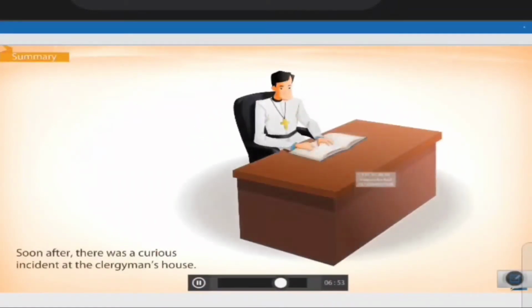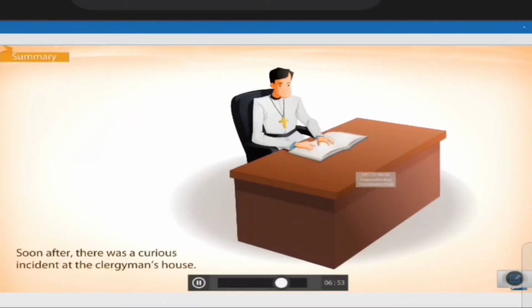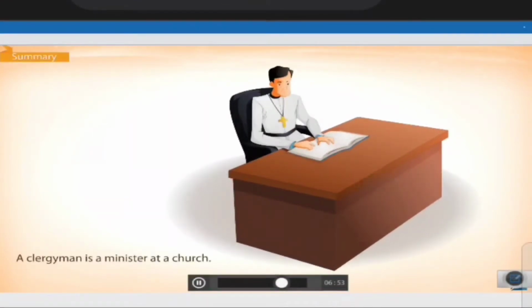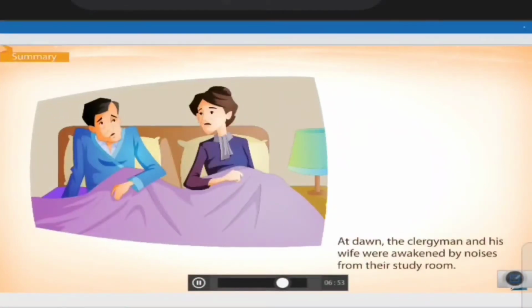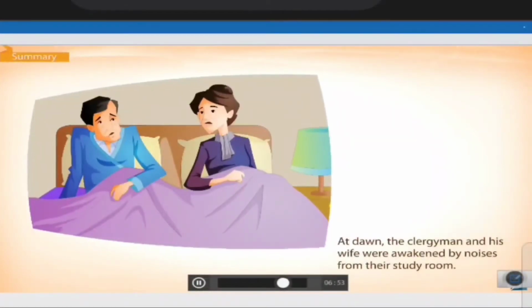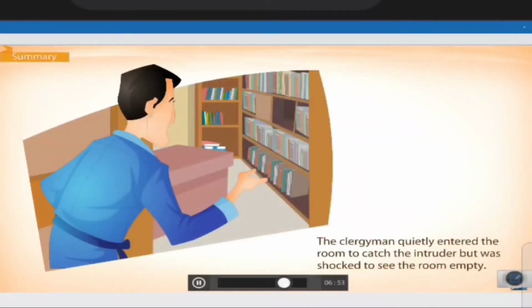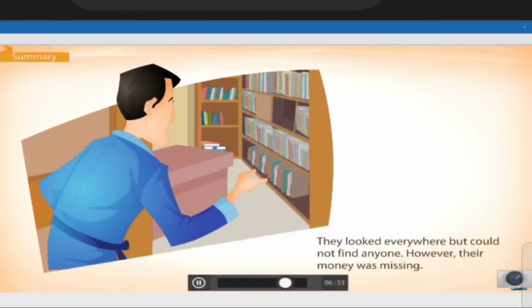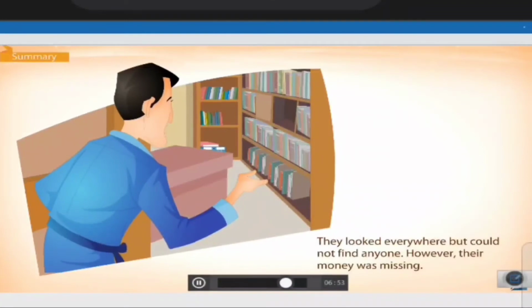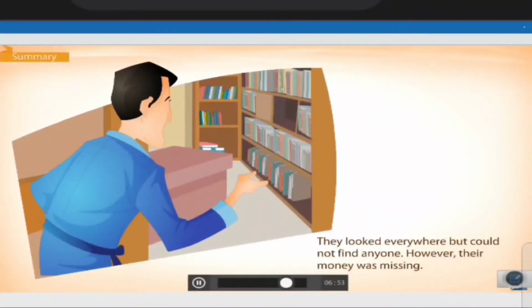Soon after, there was a curious incident at the clergyman's house. A clergyman is a minister at a church. At dawn, the clergyman and his wife were awakened by noises from their study room. The clergyman quietly entered the room to catch the intruder, but was shocked to see the room empty. They looked everywhere, but could not find anyone. However, their money was missing.